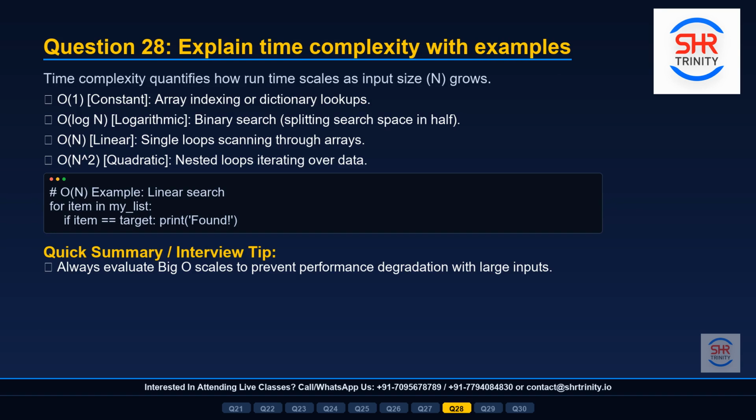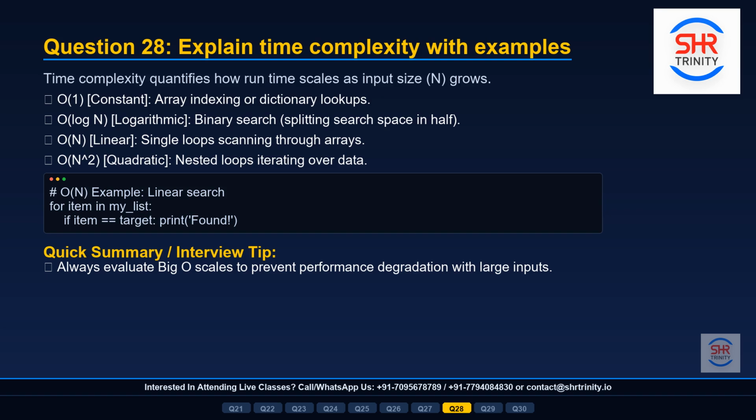Question 28. Explain time complexity with examples. Time complexity tells us how the execution time of an algorithm grows as the input size increases. We express this using big O notation. Let me walk through the 4 most common complexities you must know for interviews. O of 1 is constant time. Dictionary lookups happen in the same time regardless of dictionary size.